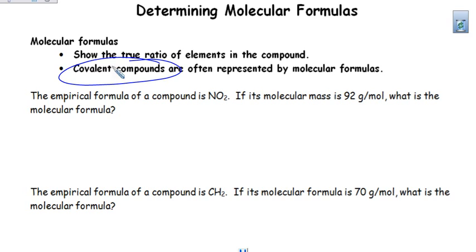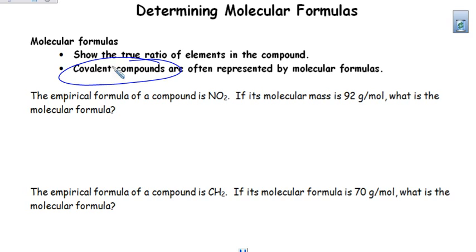Now, ionics are big crystals that have alternating positive and negative ions throughout the crystal structure. So we report an ionic formula as the simplest repeating ratio of the crystal structure. But covalents really can have large ratios, and that's the true structure of the molecule.